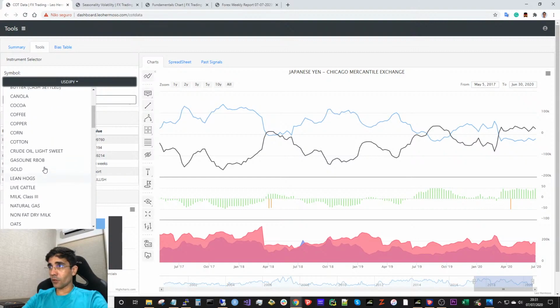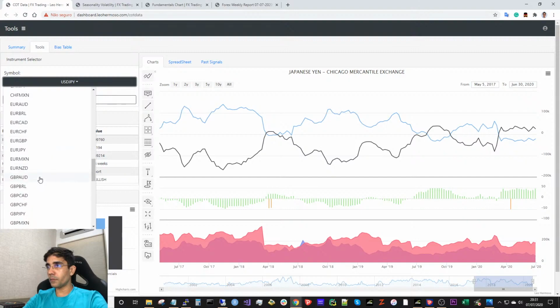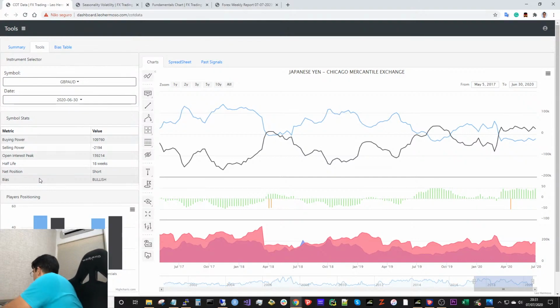And I will also take the opportunity to show you one book that I have here. GBP AUD, where are you? GBP AUD, GBP AUD. Okay.